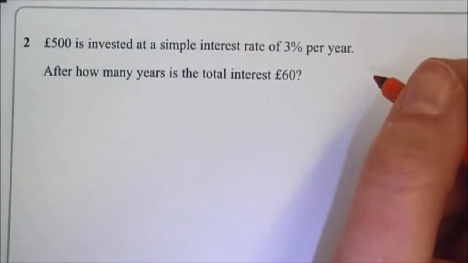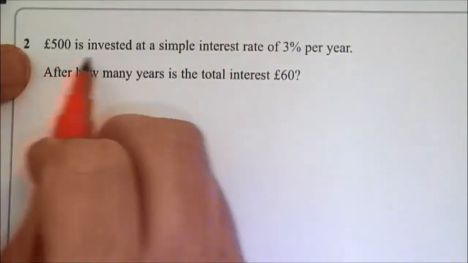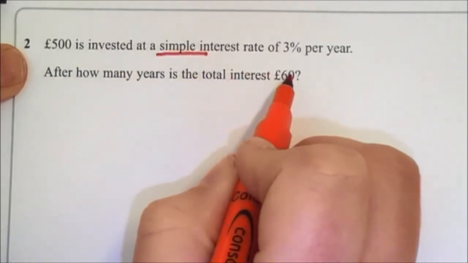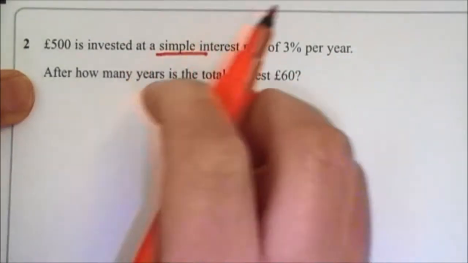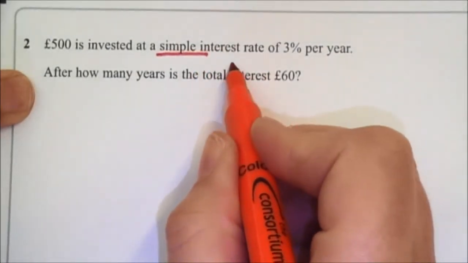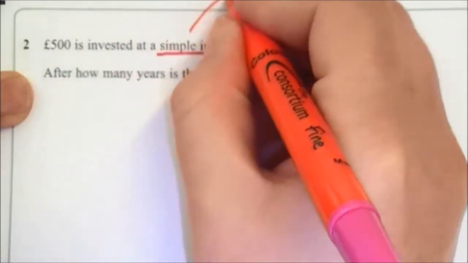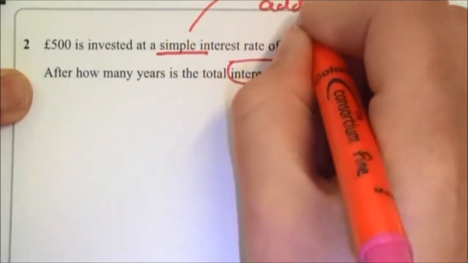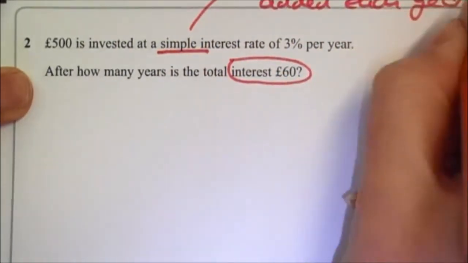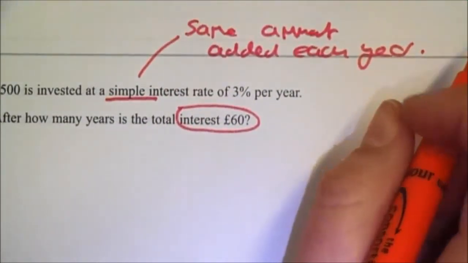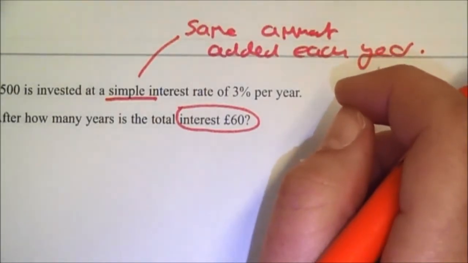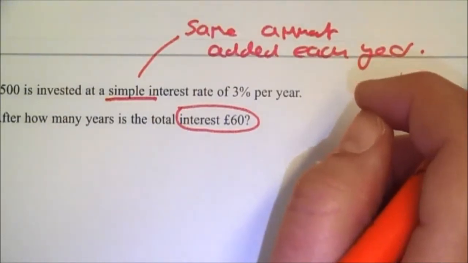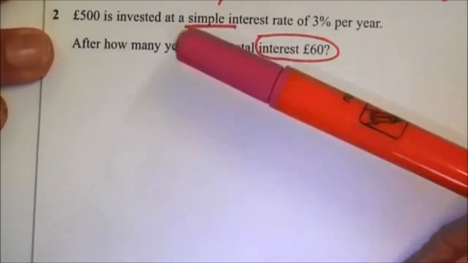Question 2 is a slightly more complicated simple interest question. So £500 is invested at a simple interest rate of 3% per year. Simple interest, not compound interest. After how many years is the total interest £60? Now, simple interest is when the same amount is added each year. Compound interest is when you have a different amount recalculated every year. So with compound interest, you get interest on the previous year's interest as well. With simple interest, you don't.